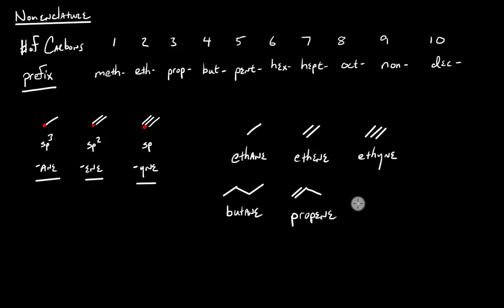And this molecule, in a very simple combination, if we had 1, 2, 3, 4, 5 carbons, we'd have a pent. And since we have an sp hybridized carbon, this would have an ine suffix. So this would be meth, eth, prop, but, pent, pent-ine, pentine.